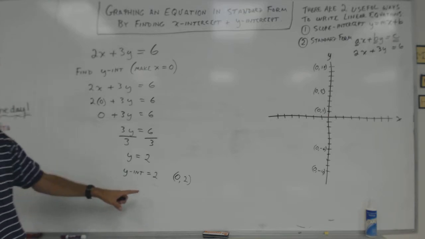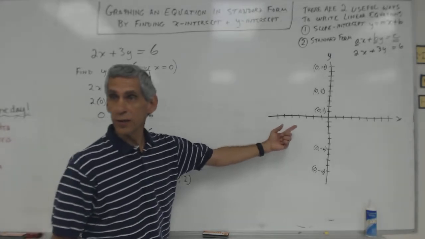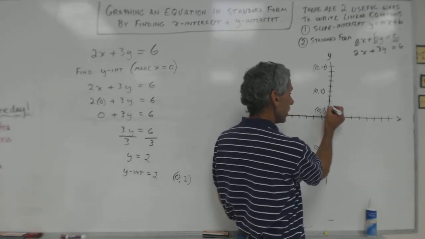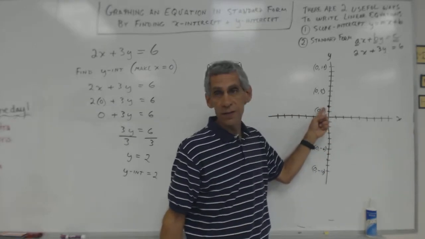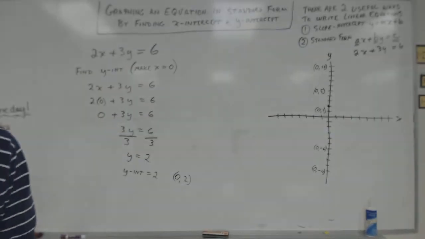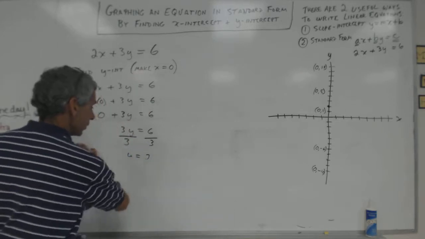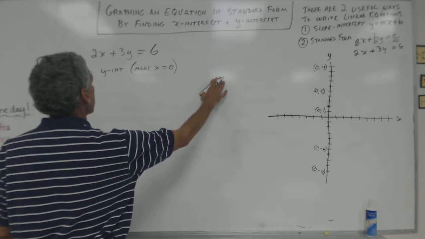So everybody agrees that my y-intercept is 2. Can I go over here and just put a dot at 2? Yes, I can, because that doesn't make a line yet, right? That only gives me a dot for my y-intercept. Now I'm going to erase this. I hope everybody wrote that down. Find x, okay.